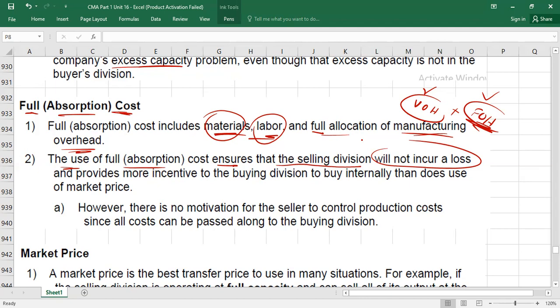Understood? And what is the benefit of this pricing for the buying division? Think, what is the benefit of this pricing for the buying division? So the buying division is actually paying only cost. At least he is not paying profit. Maybe if he buys from the external market, he has to pay the profit also. But if he is buying internally, he is paying only cost.